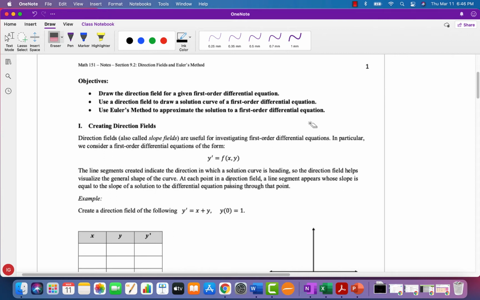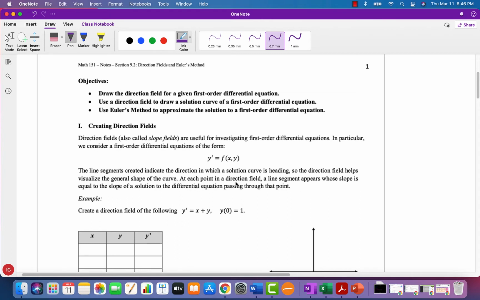So direction fields are also called slope fields, and they're useful for investigating first order differential equations. Okay, they have to be first order. In particular, we consider the first order differential equations of the form y prime is equal to f of x and y. The line segments created indicate the direction in which the solution curve is heading. So the direction field helps visualize the general shape of the curve.